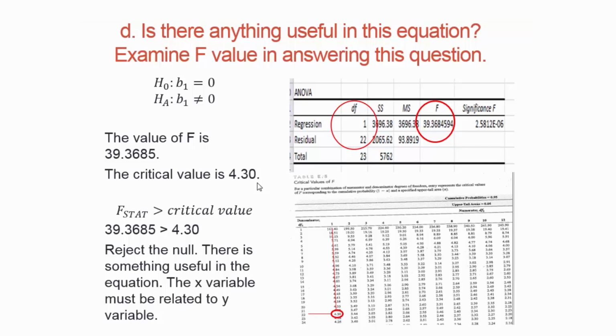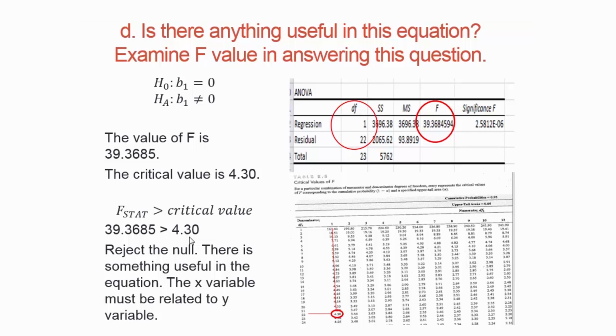And this is what the null is saying: B1 is equal to 0 is the null, and B1 is not equal to 0 is the alternative. So I'm hoping that I can reject the null, which means there is a relationship between the X variable, which is GDP per capita, and social media usage, which is the Y variable that I'm trying to predict. And as long as this B1 value is not equal to 0, then that tells me, yes, there is a relationship. F is 39.37, and the critical value is 4.3, so it is much greater than the critical value.